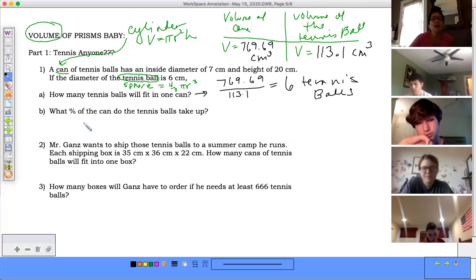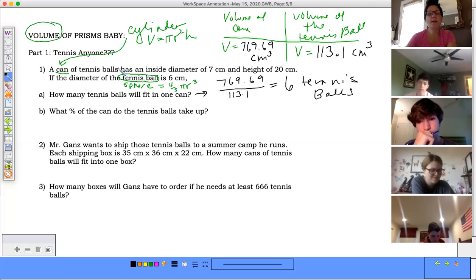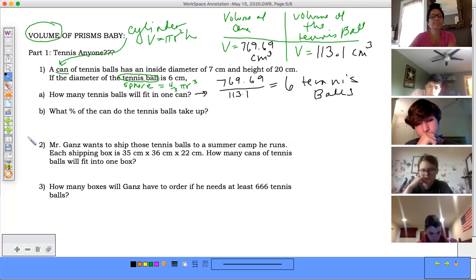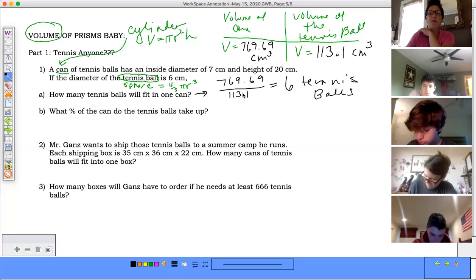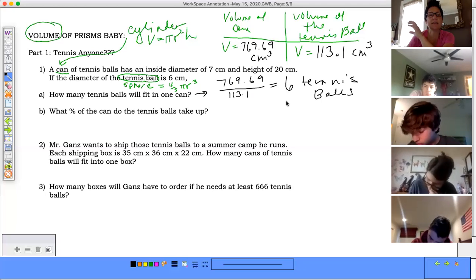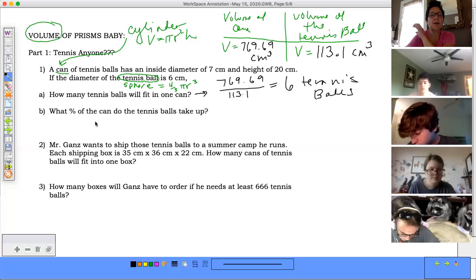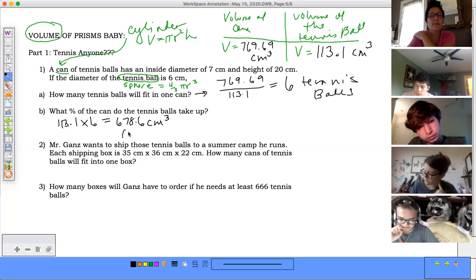All right, so 6 tennis balls. Now it says, what percentage of the can did the tennis balls take up? Because when you put a ball in the can, there's always some space there, right? So if we wanted to figure out what percentage of the can the tennis balls make up, how would we figure that out? Multiply the volume of the ball by 6 and then make it out of a fraction. Who had their Wheaties this morning? So if we take 113.1 and multiply that by 6, that's the cubic centimeters that take up the space in the can. Is everybody okay with that? Okay, good. So 113.1 times 6 gives us 678.6 cubic centimeters, and that represents the tennis balls.